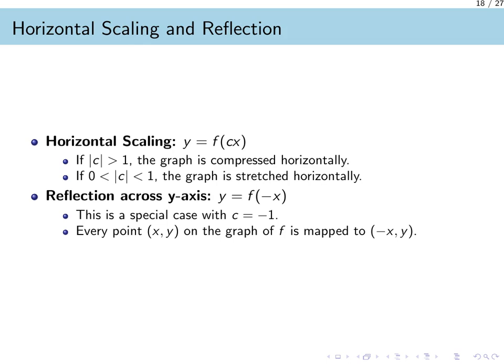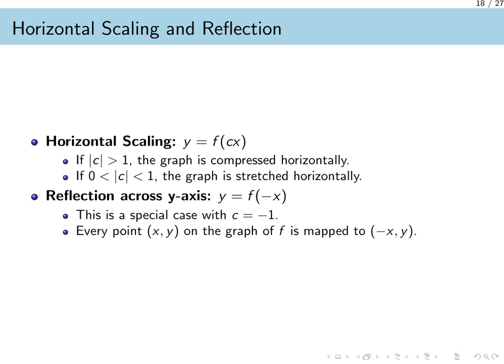Next, I will explain how multiplying the input variable x by a constant c can scale or reflect a graph horizontally. This transformation, written as y equals f of the quantity c times x, changes the graph's horizontal dimensions in a way that can seem counterintuitive. When the absolute value of c is greater than 1, the graph is compressed horizontally, making it narrower. Conversely, when the absolute value of c is between 0 and 1, the graph is stretched horizontally, making it wider.